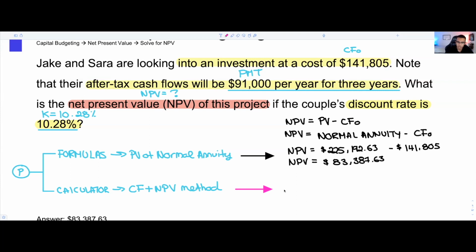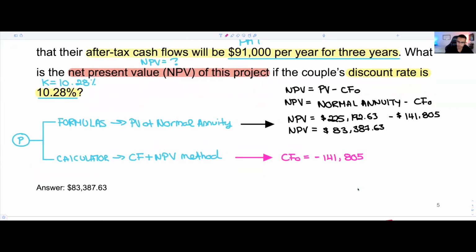So I'll write it on the screen as well so you could really see what's going on. So we would have our CF0 once again as being minus 141,805. Okay. Then we would go arrow down. So I guess I'll do that. And you would get CO1. CO1, essentially what it highlights is a cash flow, right? But what's awesome is that we know here that we only have one type of cash flow, and that's $91,000.